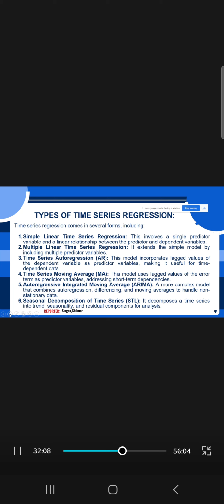Seasonal decomposition of time series is a powerful tool for analyzing time series data. It can be used to analyze trends and seasonal patterns in the data. It is a relatively simple technique to use and understand, and it can be very effective for forecasting future values in a time series.